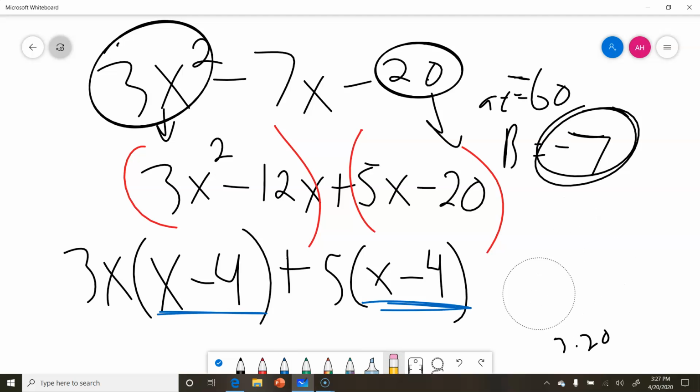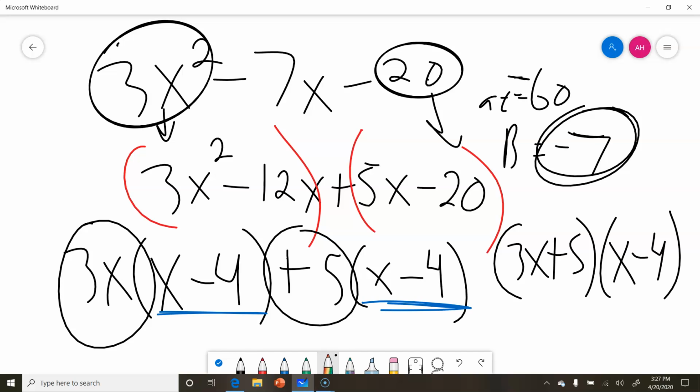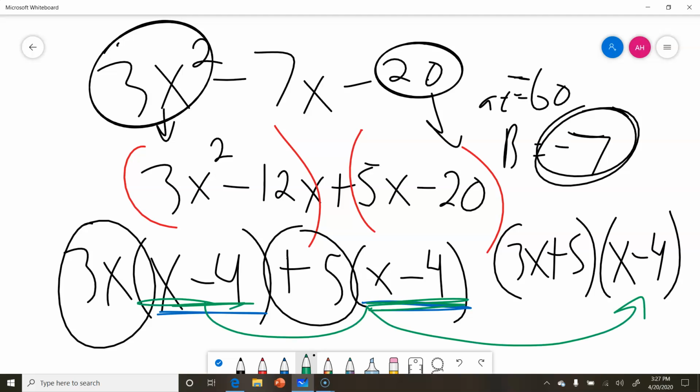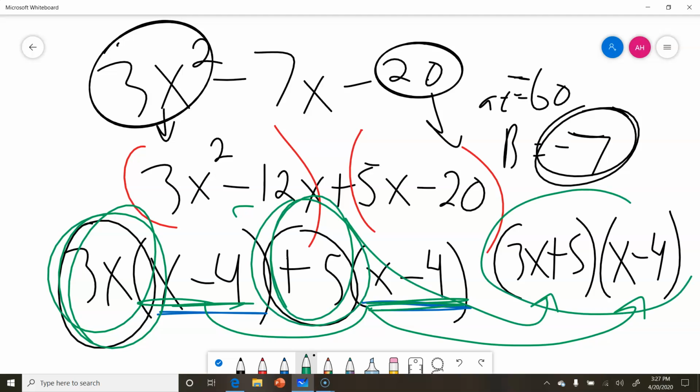And then I'm left with, as my final answer, circle these guys together, 3x plus 5 times x minus 4, right? These in green came together and made that, and this guy here and the plus 5 made that. And there is my final answer, okay? So you can do it either way. You get the same answer, which is the whole point of the problem.